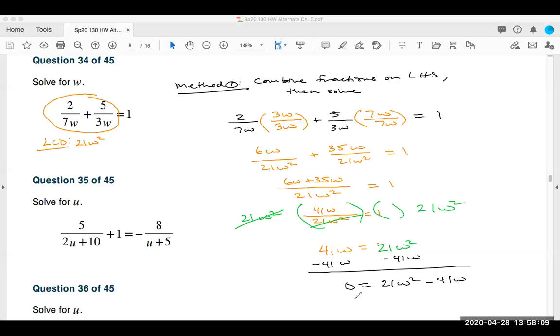I get 0 equals W times (21W minus 41). Okay. And then from here, I actually get two solutions using the zero product property.